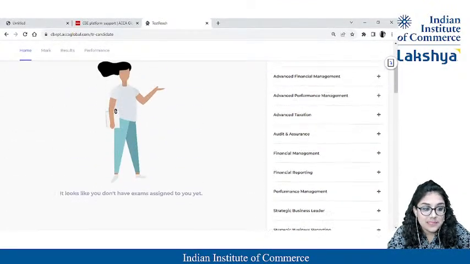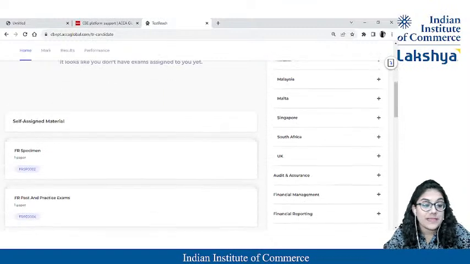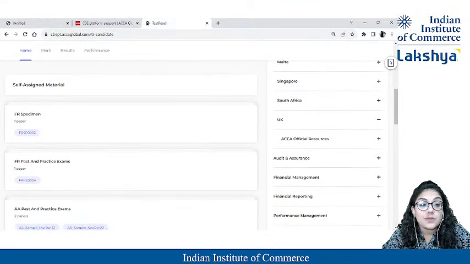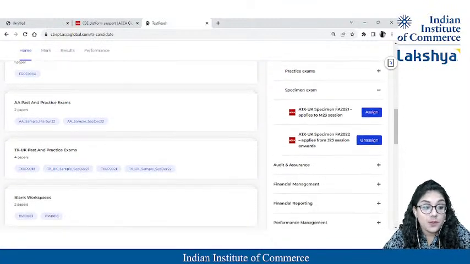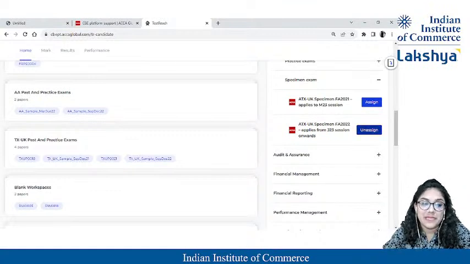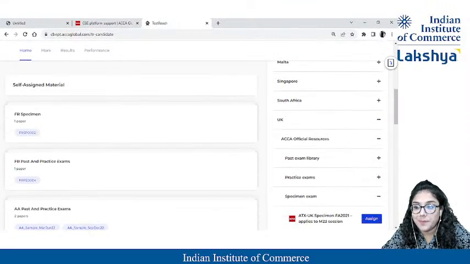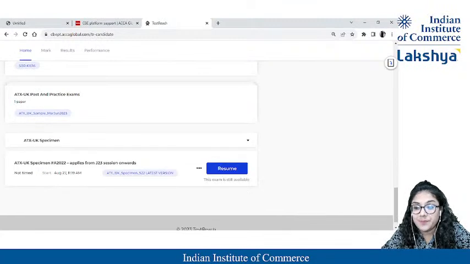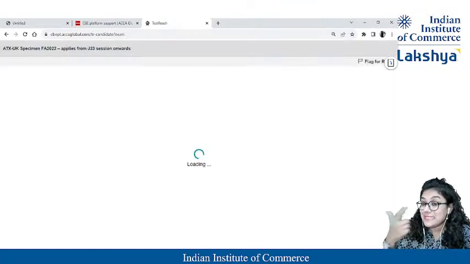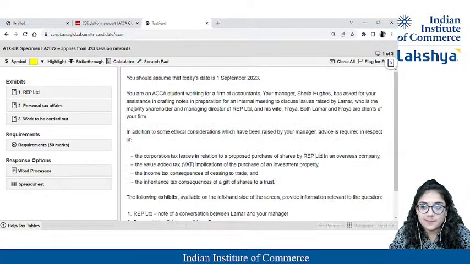Moving forward with our subject, that is advanced taxation, we need to go there. If I want to practice, the blank workspace is always there, but then we will be typing on UK. Students, it's ACCA official resources, and then I recently told you all to do this specimen, which is specially for FA22 onwards. This I have already assigned, and out of this I can get my assigned materials, which is the advanced taxation specimen. I'll resume it because I have already started it on the first page, and we obviously know that we need to read everything and go to the next.